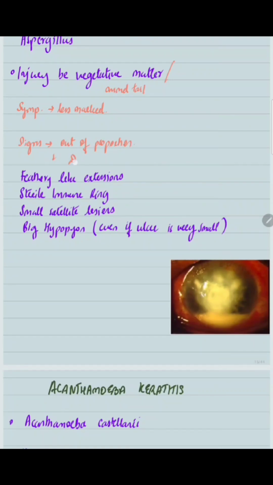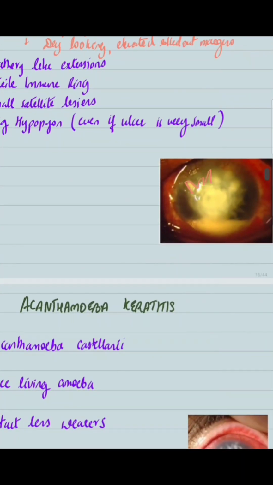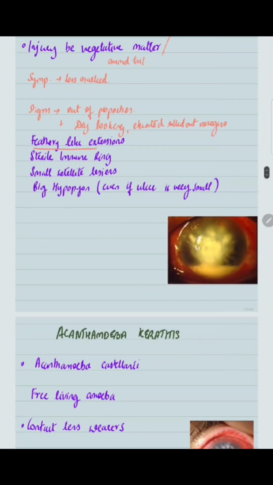Signs include a dry looking ulcer. The bacterial ulcer is more wet looking. This is a dry looking ulcer with elevated, rolled out margins. The patient will have feathery extensions into the surrounding stroma. Then the patient will have a sterile immune ring, that is a yellow line of demarcation.